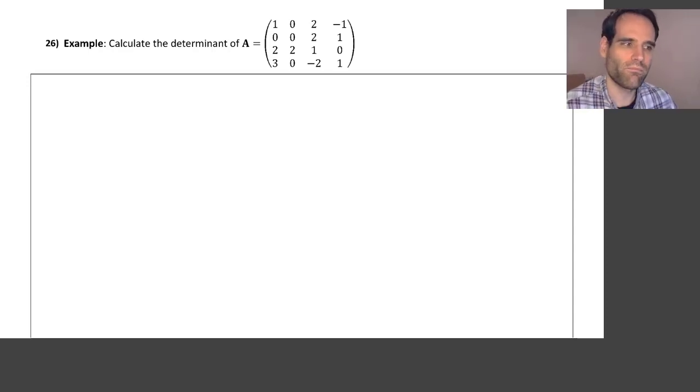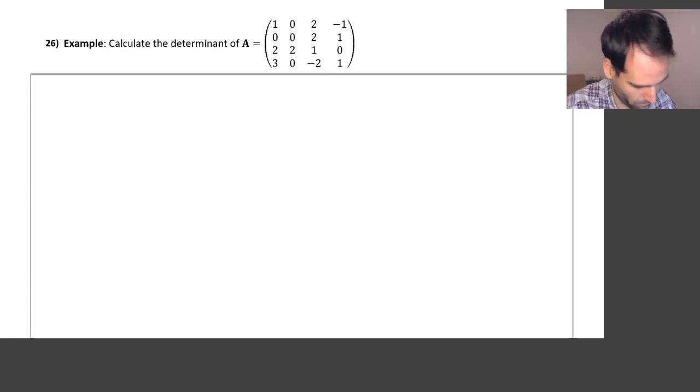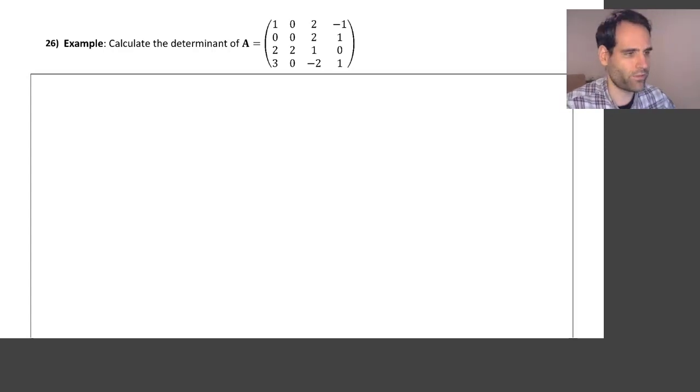Let's do an example with a 4 by 4 matrix. So the problem here is this one. Calculate the determinant of this 4 by 4 matrix. We are going to use the Laplace expansion method.